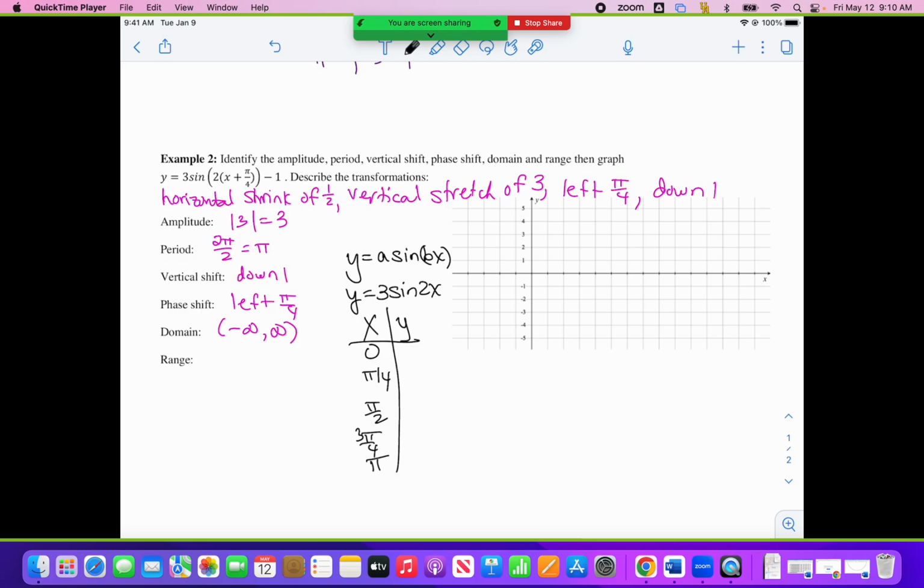Then Gabe, what is the original y values for the parent function sine? 0, 1, 0, negative 1, 0. Good. Okay. And then Emma, what am I going to do to get my current y? Multiply by 3. So that's 0, 3, 0, negative 3, 0.